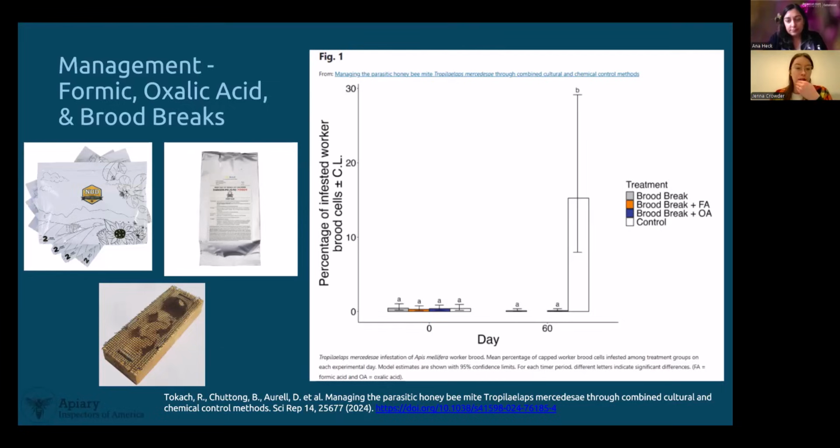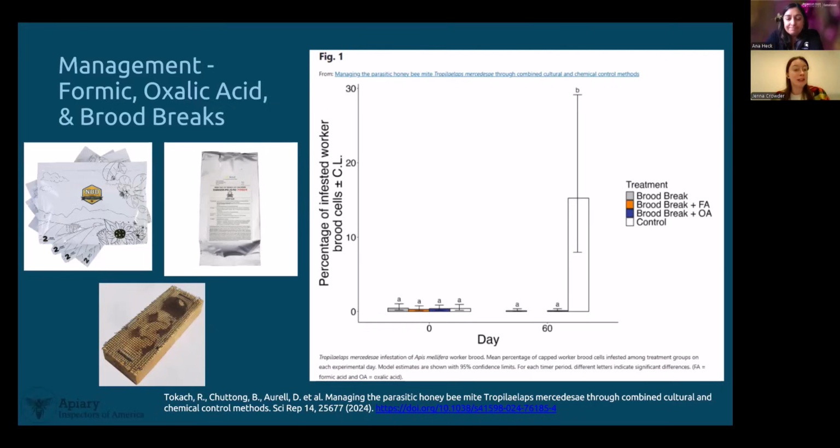So the idea that formic is going to be targeting them underneath the cappings, and then oxalic can clean up any mites that might be running around on the frames in that very short period of time when they are outside of the cappings. Again, this is something that, with frequent brood breaks, is likely not going to translate very well to the commercial beekeeping industry.